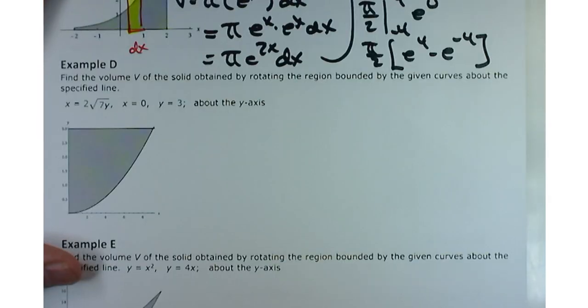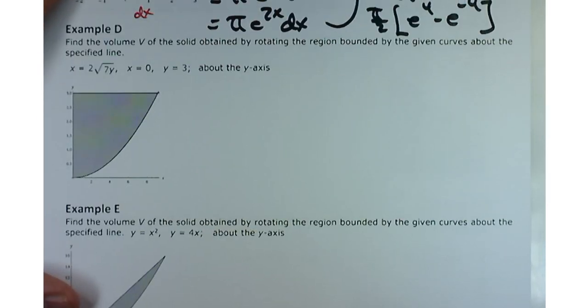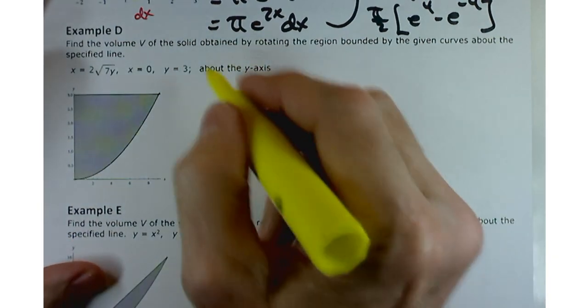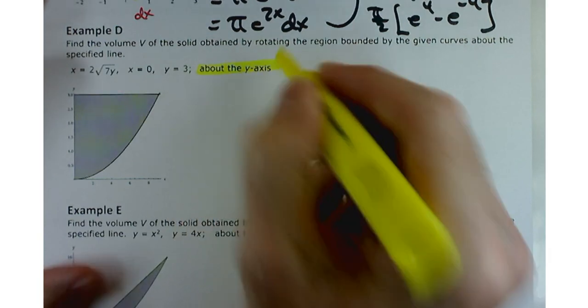Let's try example D. Example D, you can do a couple different ways, but I think they're asking for one in particular. In fact, I take that back. You don't have much choice in example D. What's different about example D than our previous examples? Yeah, you're rotating around the y-axis.